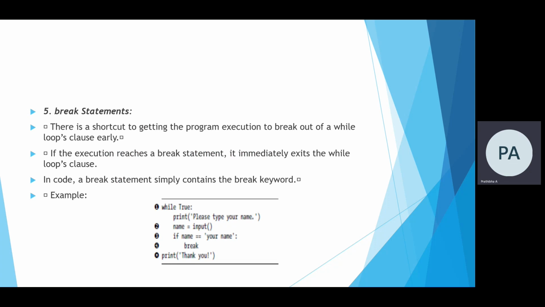Then it finally contains a break statement. There is a shortcut to get program execution to break out of a while loop. If we want to get out of the loop, we can use the break statement. You can see the example: while True, which is always true, print please type your name. You type something, then if name is equal to your name, break. That means you come out of the loop whenever you enter the string your name. Whenever during execution of the while loop you want to exit from the loop, you can use this break statement.